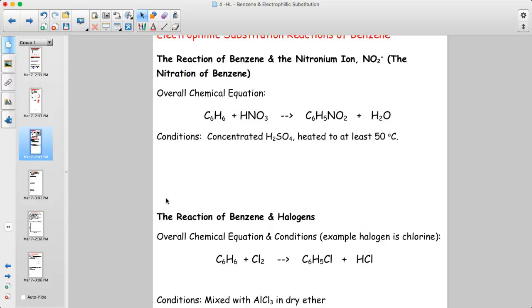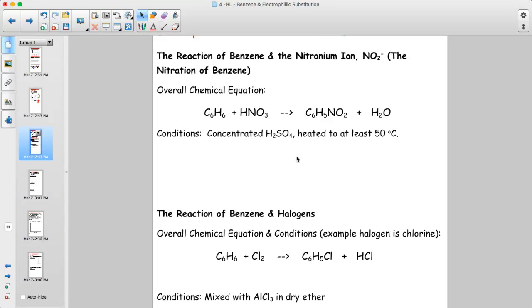The two overall reactions that you need to know, just simply without knowing the mechanism, is benzene plus nitric acid makes C6H5NO2, which is called nitrobenzene, and plus water. That's the overall balanced equation. The special conditions that you need are concentrated sulfuric acid, and it needs to be heated to at least 50 degrees Celsius. So again, this is just SL. You don't need to know the mechanism in SL. You just need to know that benzene can be converted to nitrobenzene using this combination of reactants and conditions.